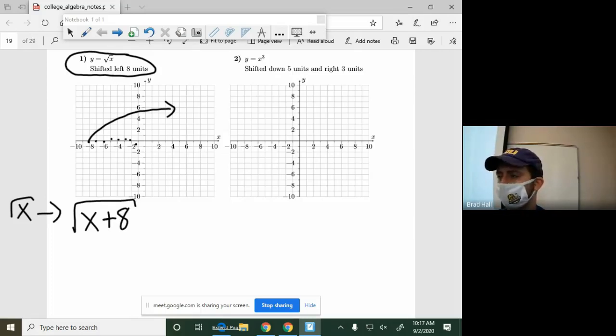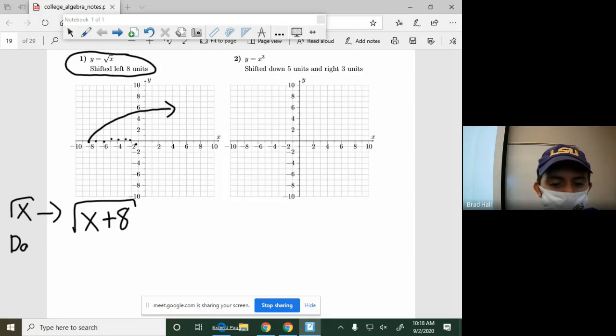Left or right means we add to the x directly, and we have to do the opposite. We have to apply the opposite operation to the direction. Left 8 means we add 8. That is opposite. And then the problem goes on to say, determine the domain and range based off of the graph.